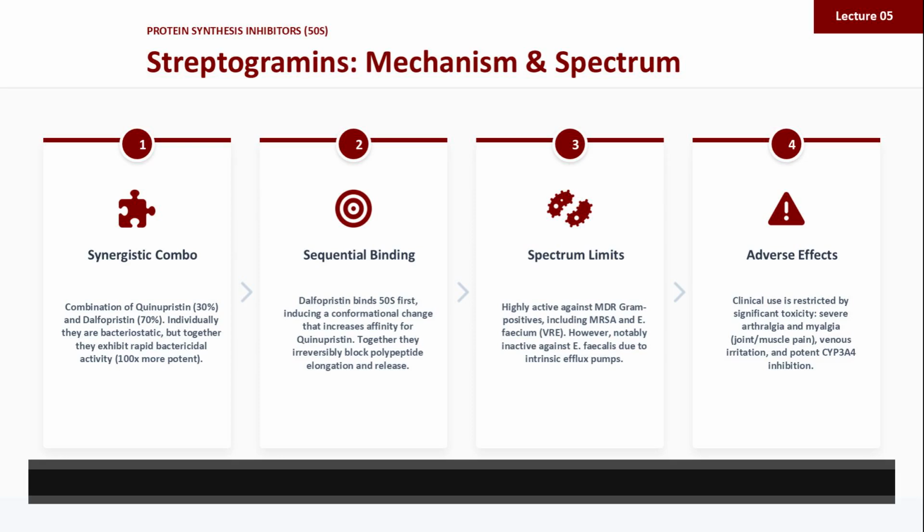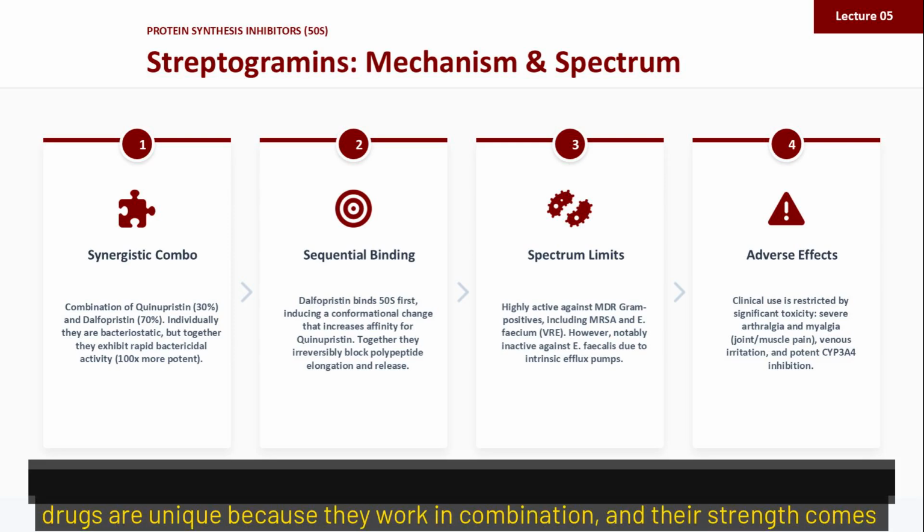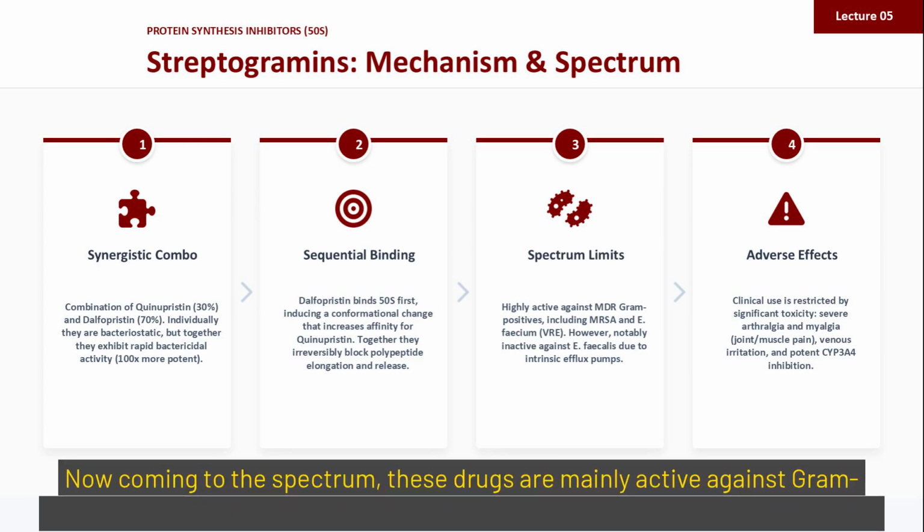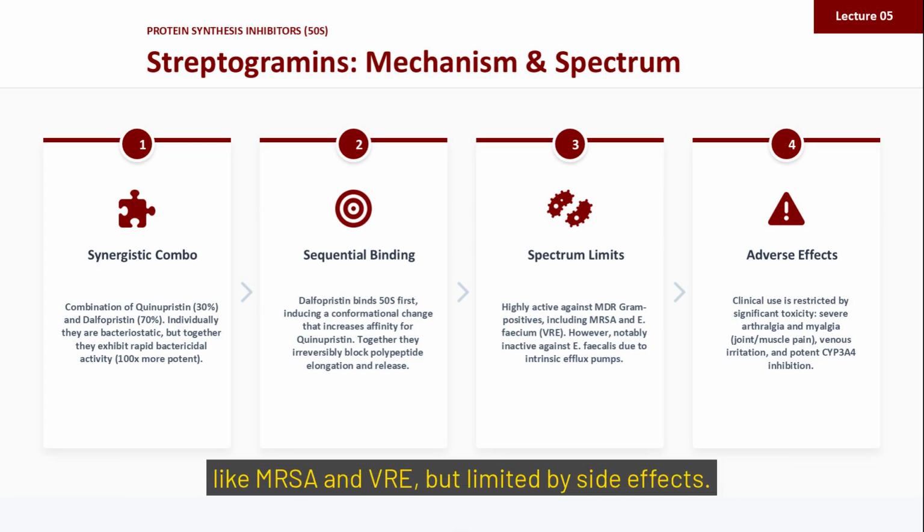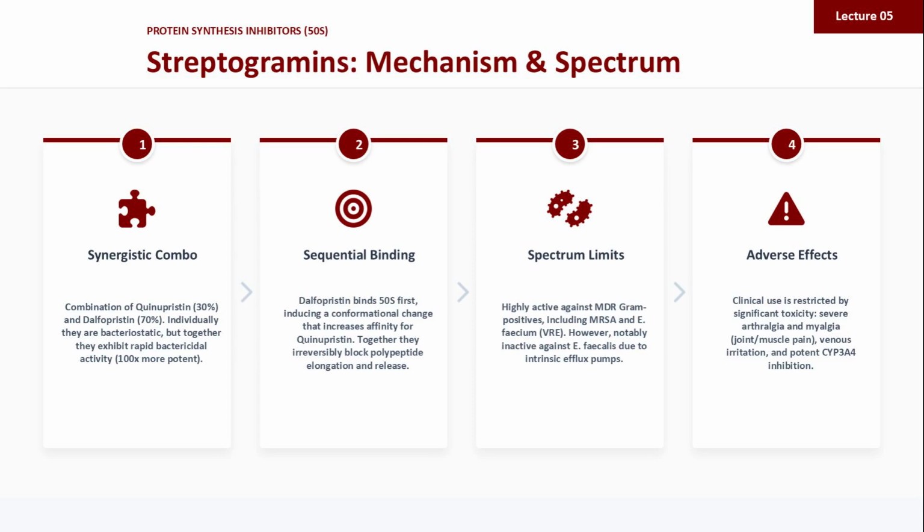Alright class, now we move to a very interesting group, streptogramins. These drugs are unique because they work in combination, and their strength comes from this synergy. First, understand the concept of synergistic combination. Streptogramins are usually given as a combination of quinupristin, 30%, and dalfopristin, 70%. Individually, they are only bacteriostatic, meaning they just stop bacterial growth. But when combined, they become bactericidal, meaning they can actually kill bacteria. This is very important clinically.